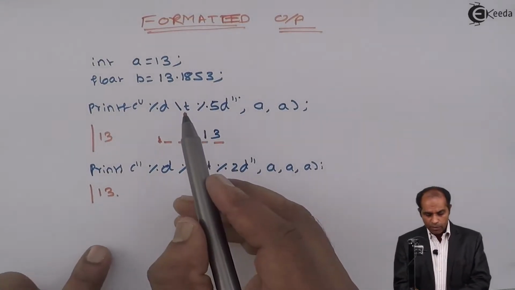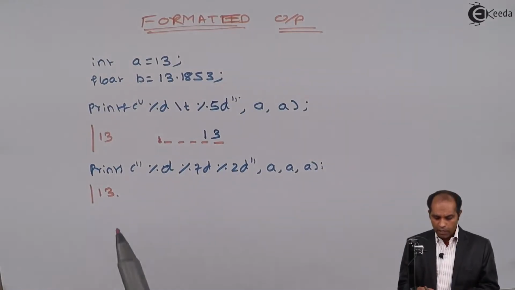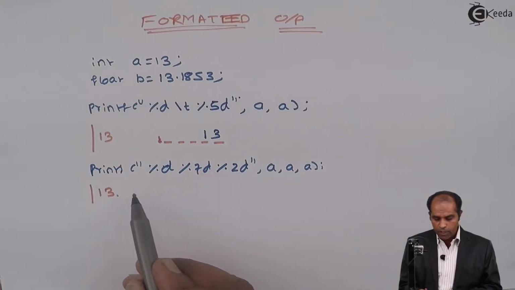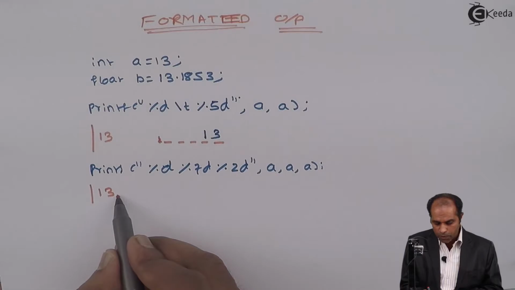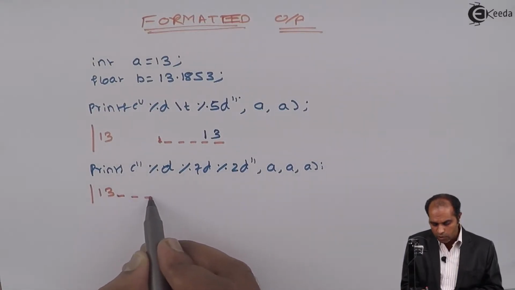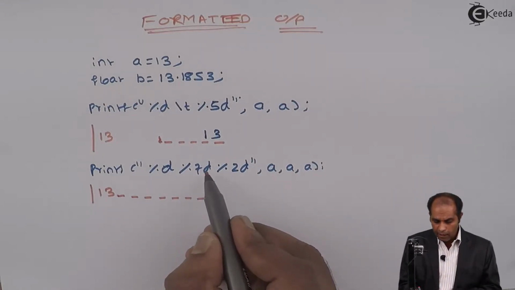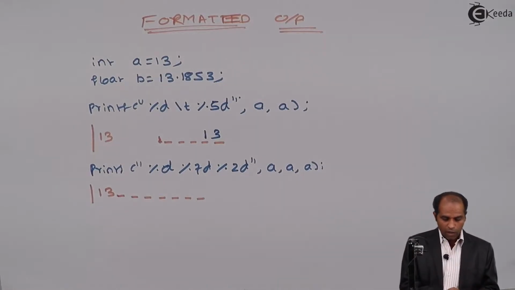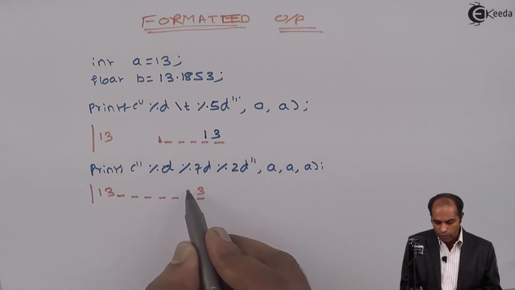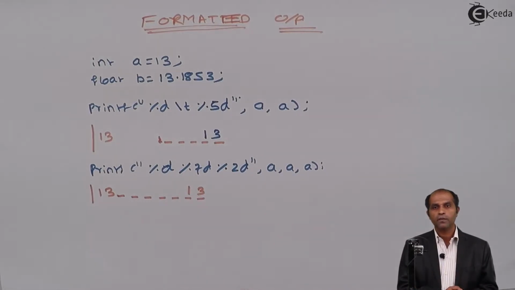In the previous example, I used the \t, which means that the cursor had to move by multiple spaces. But here, for %7d, it should use 7 spaces after this particular 3. So count 7 spaces after this 3. 1, 2, 3, 4, 5, 6, 7. And then display the value of a within these 7 spaces. The alignment is always from right to left. So 7 spaces and then print this a.